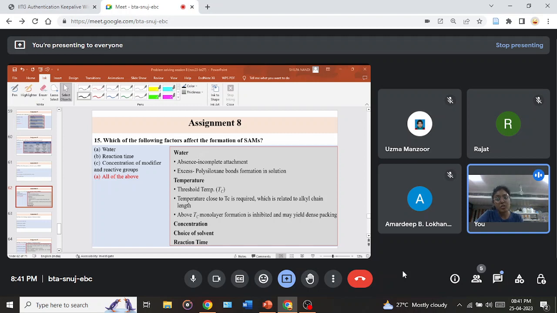Apart from these three, we have other factors like temperature and choice of solvent as well. So temperature must also be optimum, that is a threshold temperature must be maintained. Temperature close to the threshold temperature is required, and above the threshold temperature, monolayer formation is inhibited and may yield dense packing. Right? Then again, concentration of the modifier and the reactive groups, choice of the solvent, and reaction time. So all of these factors affect the formation of self-assembled monolayers.